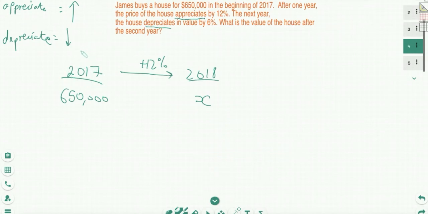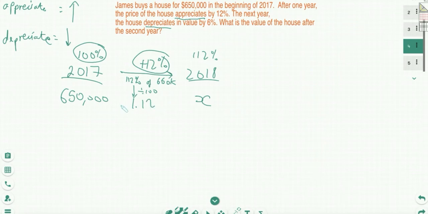So remember, original price is always 100%. 100% plus 12% makes 112%. So we need to find 112% of 650,000. We'll turn this into a decimal by dividing it by 100, which will give us 1.12. So 650,000 times 1.12 will give me $728,000. So this is the price after the first year.